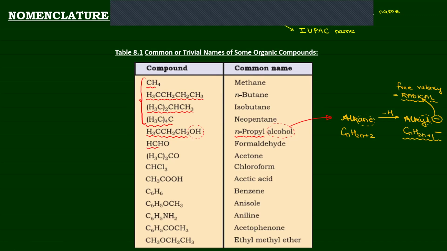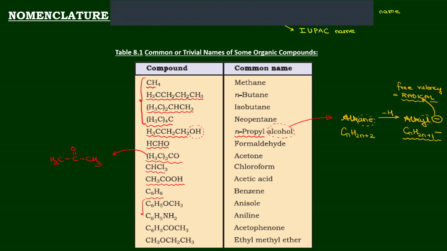HCHO is the first and the simplest aldehyde called formaldehyde. Then CH3 twice CO, this is the condensed form of CH3 CO CH3, which is C double bond O with two CH3 groups. It is actually a ketone, and the dimethyl ketone is given a commercial or trivial name, acetone. Then we have CHCl3, which is a trihalide of one carbon called chloroform. Next is CH3COOH, which we have discussed earlier also, acetic acid. C6H6 is the aromatic hydrocarbon called benzene.